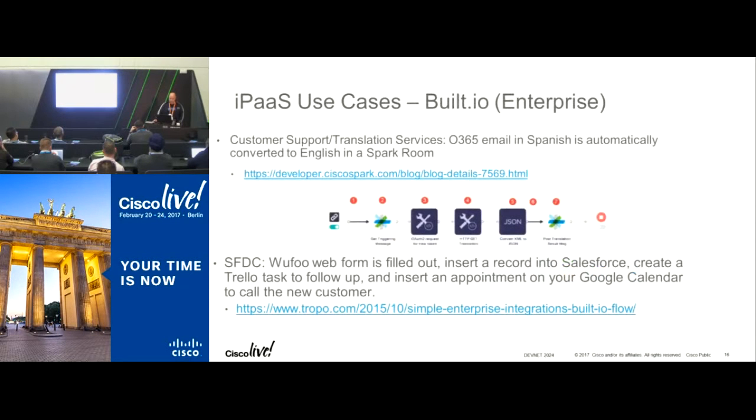Built.io is even more powerful and flexible. Lots and lots of options in there, including the option to type in some code if you want to. I think it's a really cool tool, very flexible, and you can do really sophisticated things there. There's a sample on the Cisco Spark blog about an Office 365 integration that automatically translates Spanish-speaking emails into English in a Spark room where the support team is.